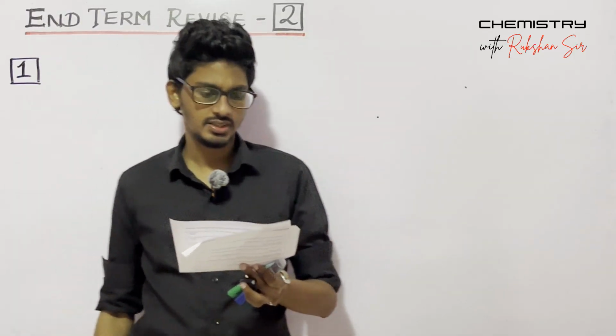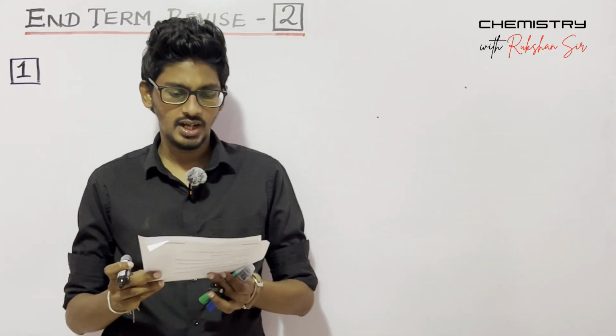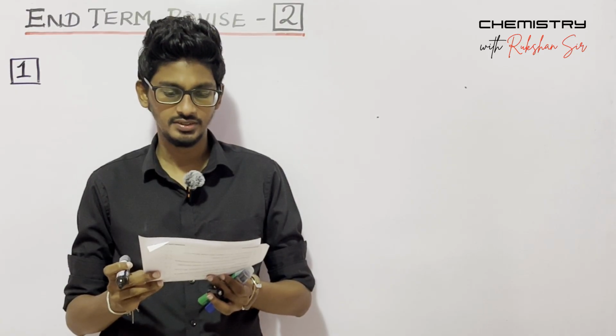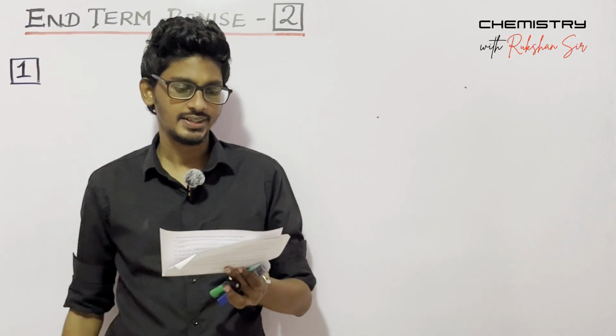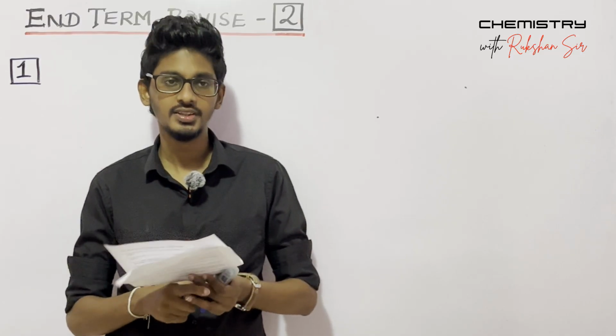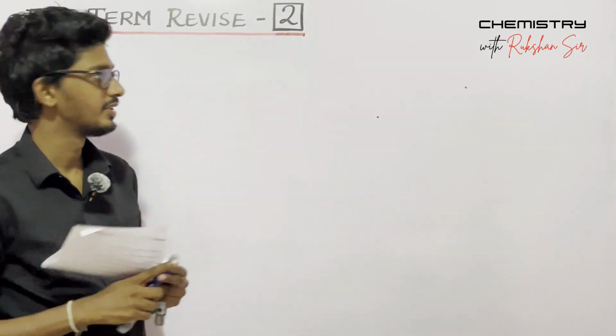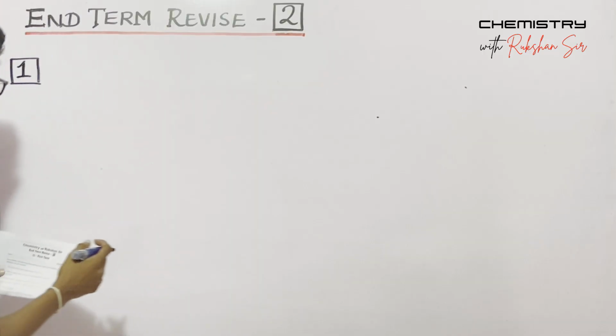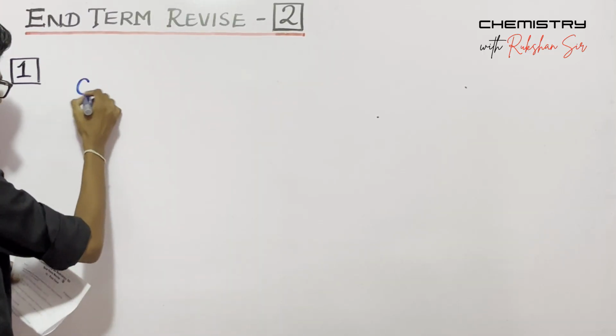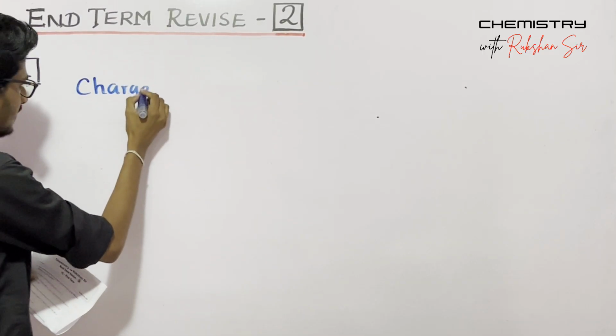Statement number 1: the cation with the highest charge density is the H plus ion. Let's see whether it is true or false. So what is charge density, first of all?